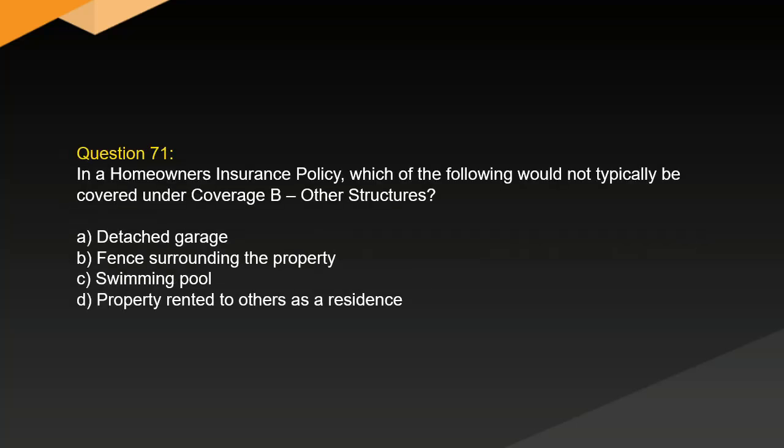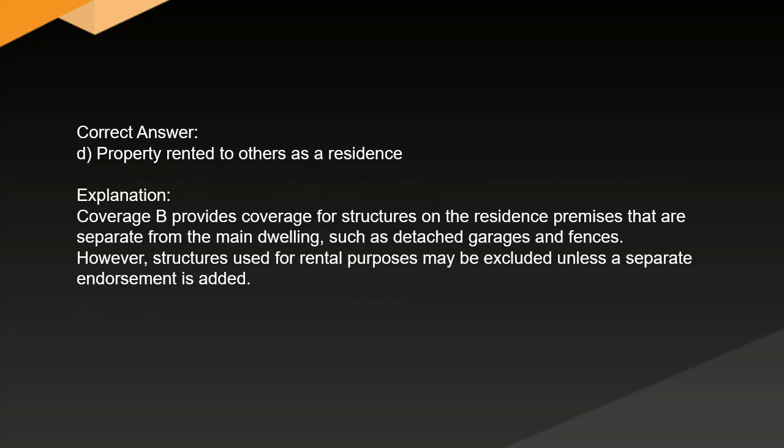Question 71. In a homeowner's insurance policy, which of the following would not typically be covered under Coverage B, Other Structures? A. Detached garage. B. Fence surrounding the property. C. Swimming pool. D. Property rented to others as a residence. Correct answer: D. Property rented to others as a residence.